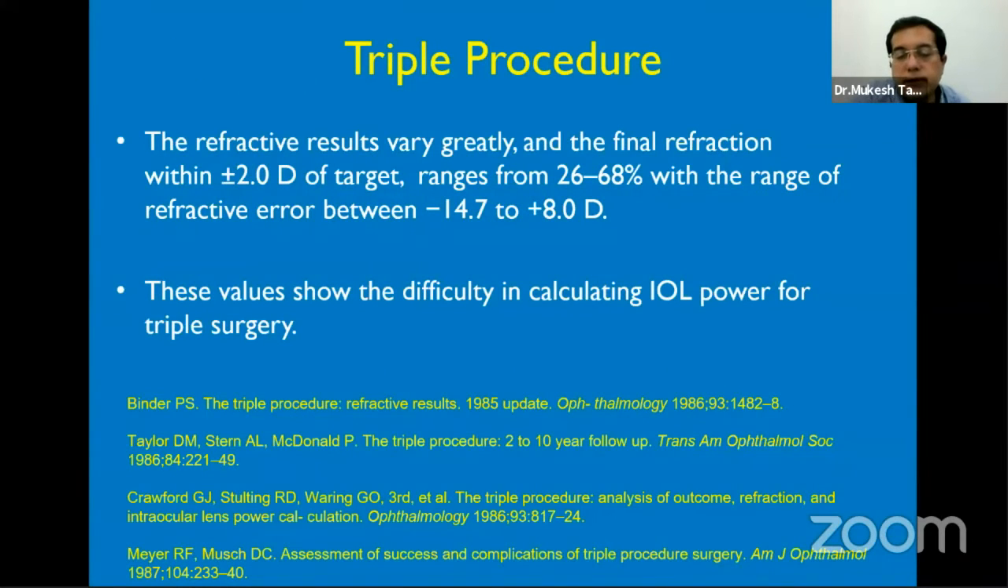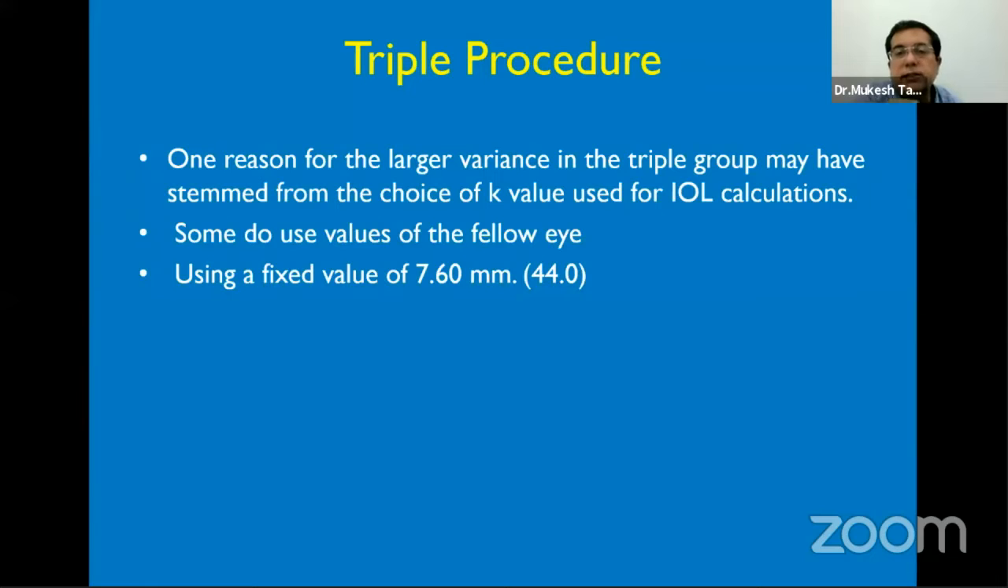The main problem, however, is post-operative visual gain, that is the refractive error. So there are various studies which have shown that the refractive error which one ends up after a triple procedure is very unpredictable, and it can range from as low as -15 diopters to +8 diopters. And the patient therefore has very significant vision problems. And therefore, this amounts to difficulty in calculating the IOL power for the triple surgery. And the main problem is basically as to what K should you choose for this.